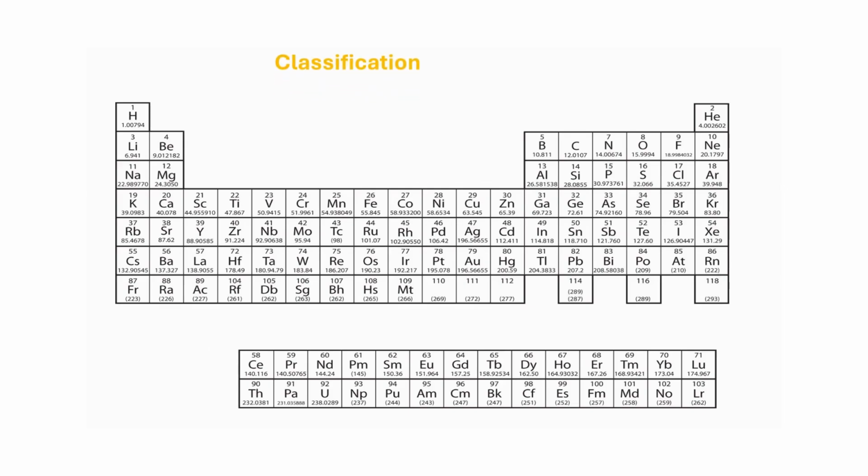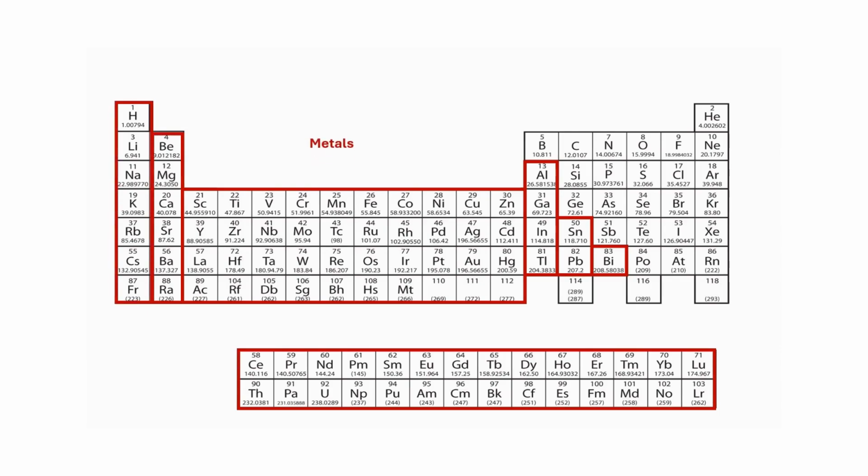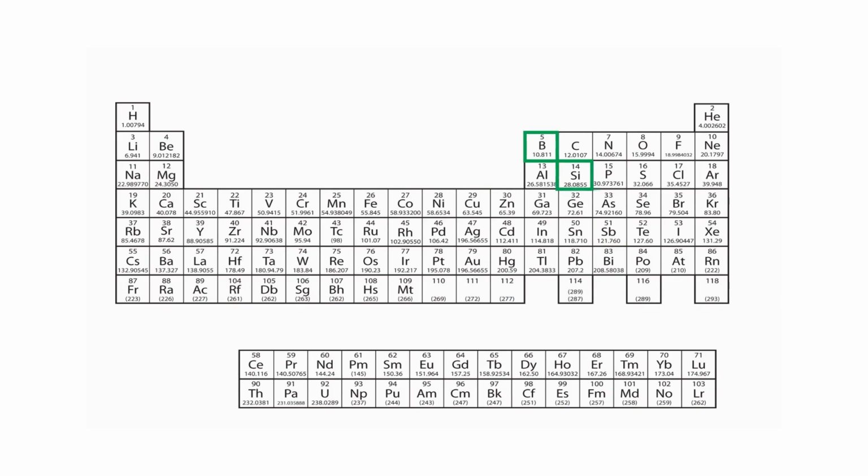Let's classify the elements. So we have these metals. So these are the metals. Here we have the semi-metals or metalloids. And lastly, we have the non-metals.